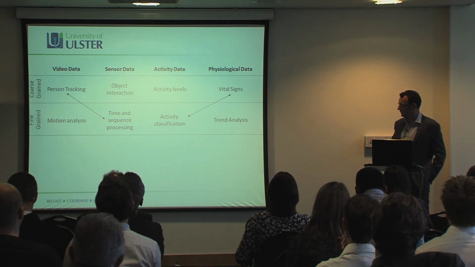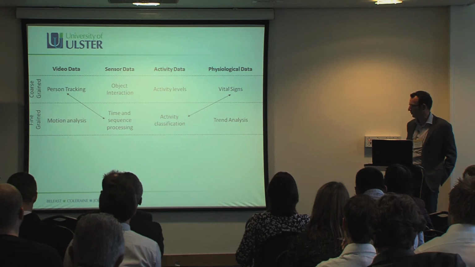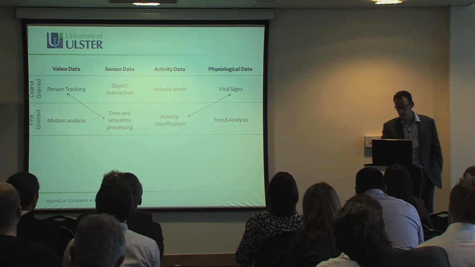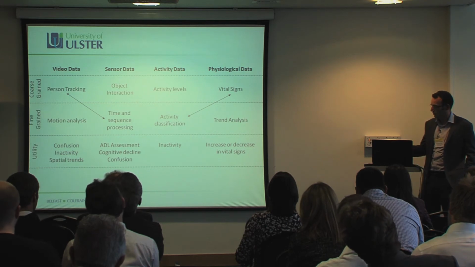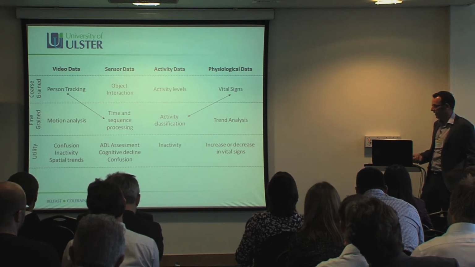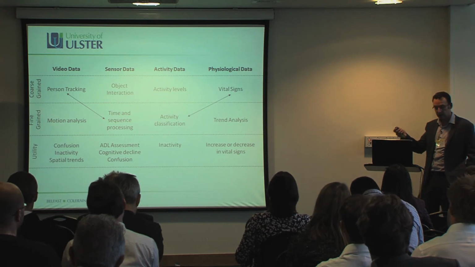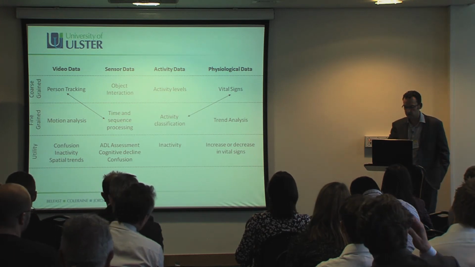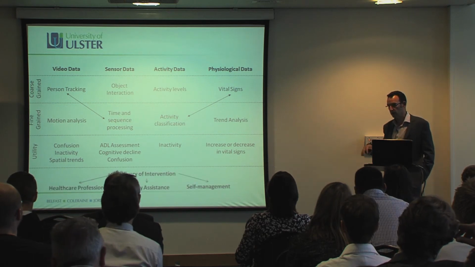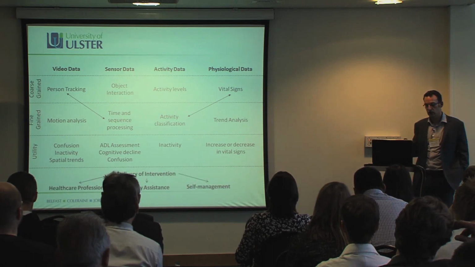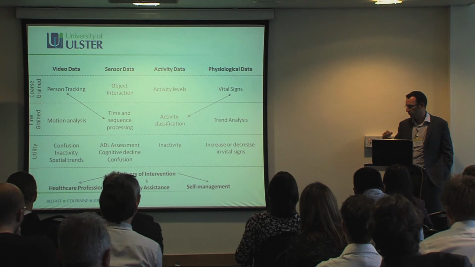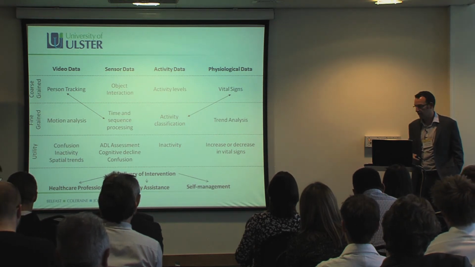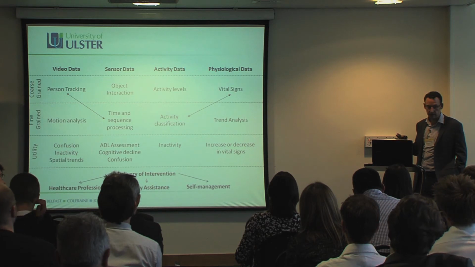So our opportunity, and this is where our work is moving forward, is to look at the combination of these different forms of data to get a richer understanding of a person in their environment. That allows us to look at measurements of confusion and activity, spatial trends, increase or decrease in vital signs, assessment of ADLs, all of the important factors that we want to assess the person in their environment. If we can do it in a pervasive nature, then we take the burden off requesting someone to go into a hospital or their care centre or having to engage with technology all the time. So I think I'll stop there.